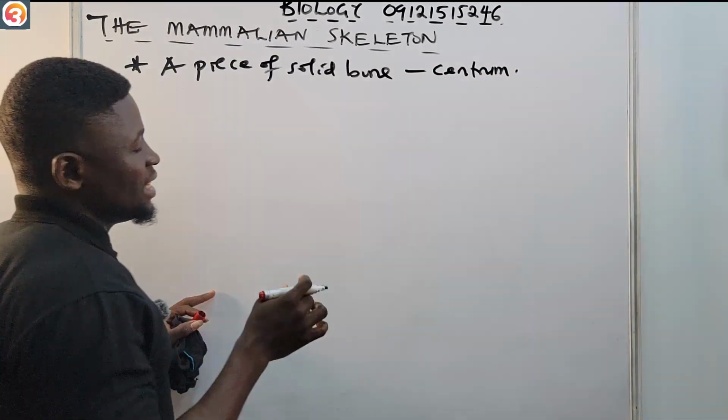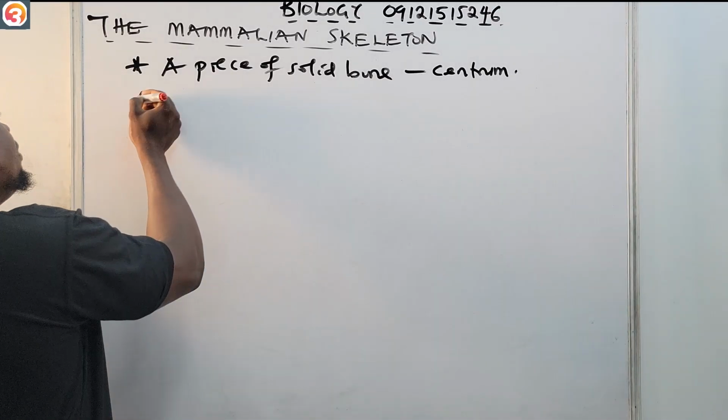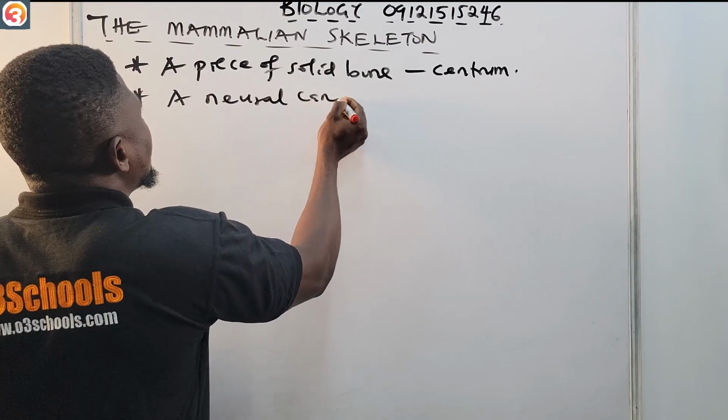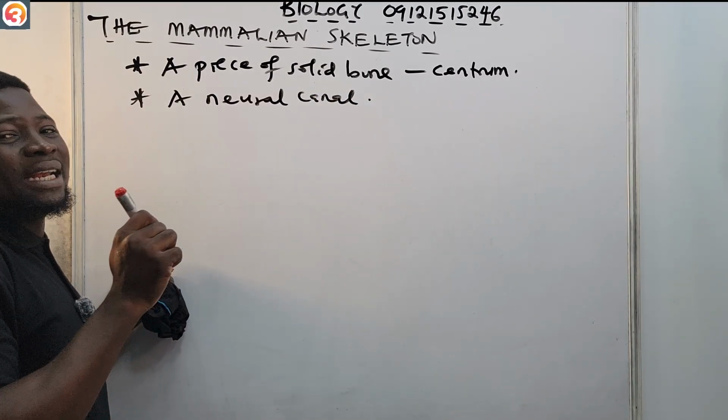Above this centrum is something called the neural canal. This neural canal is a space for the spinal cord.